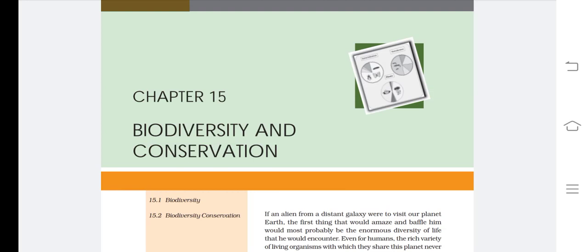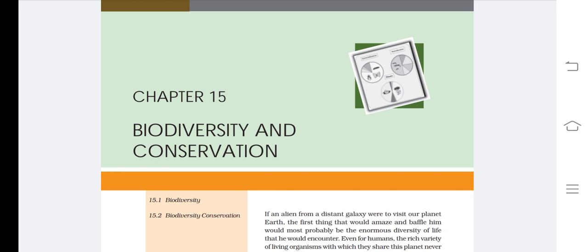So today we are going to start the new chapter number 15. The title of chapter number 15 is Biodiversity and its Conservation. Okay, see, in the title of this chapter, two words are there. First one is biodiversity and second one is conservation.